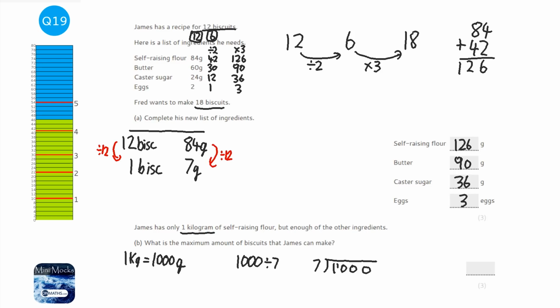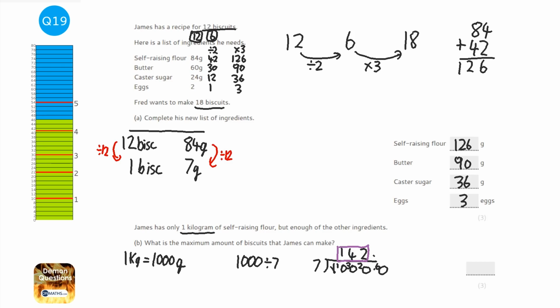7s into 1 don't go, so that 1 carries on. 7s into 10 go once, and then we carry the 3. 7s into 30, well 5 times 7 is 35, and 4 times 7 is 28, so it's going to be 4 with 2 carried on. 7s into 20, well 7 times 3 is 21, 7 times 2 is 14, so it's going to be 2. Now we could carry on and push on the 6 remaining, but actually it just shows us that we've got 142 whole biscuits and then some biscuits left over at the end.